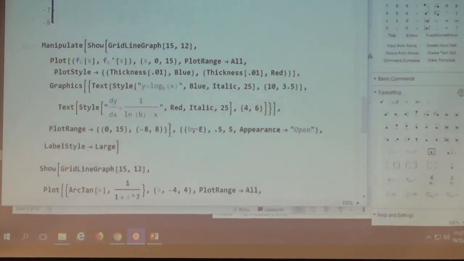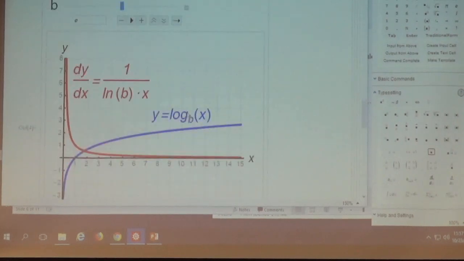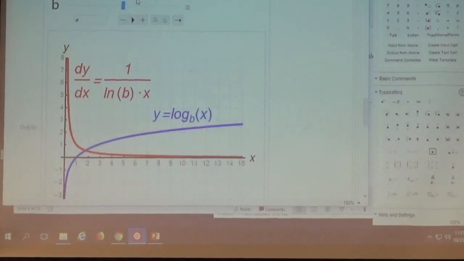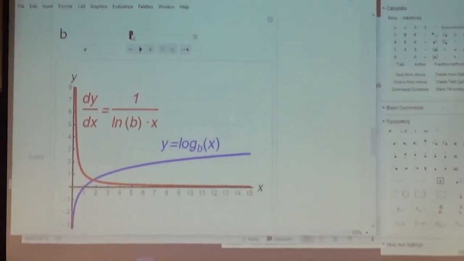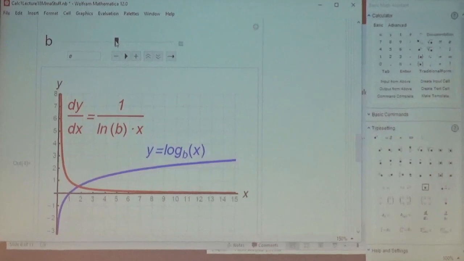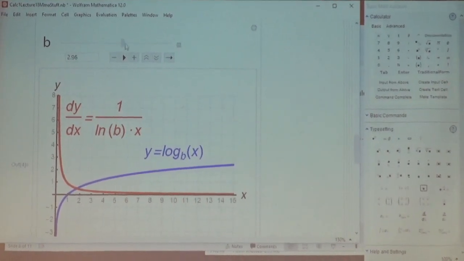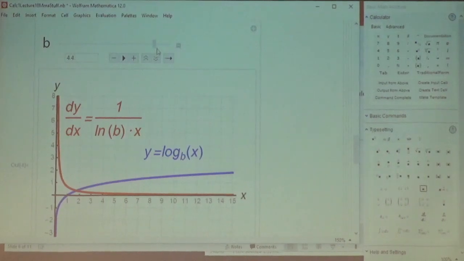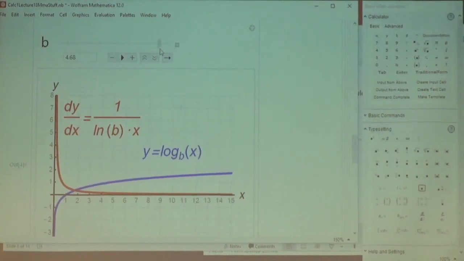Let's see, I thought I had a demo here. Here we go. Yeah, here. So I'm starting with b equal to e here. If b increases, that logarithm function actually doesn't grow as fast when b is large. You can see it looks flatter and flatter there. Its derivative is closer and closer to 0.